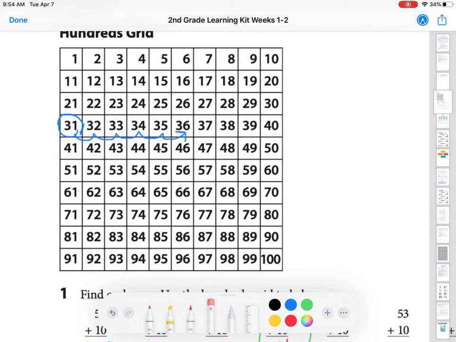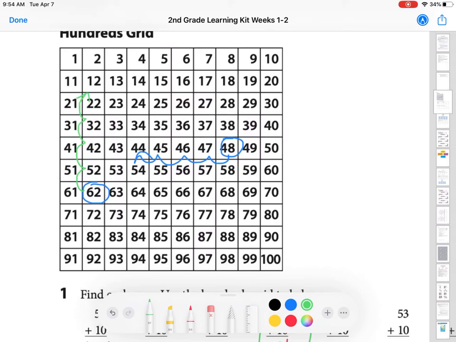Now, when it comes to subtraction, it just works the opposite way, right? So when you're using subtraction, you start with a number like 48. And then as you move backwards to the left, you're counting down by ones: 48, 47, 46, 45, 44, and so on. As you move up, let's say I start at 62, and I then move up from there, I will be going backwards by tens. So 62, 52, 42, 32, and so on down.